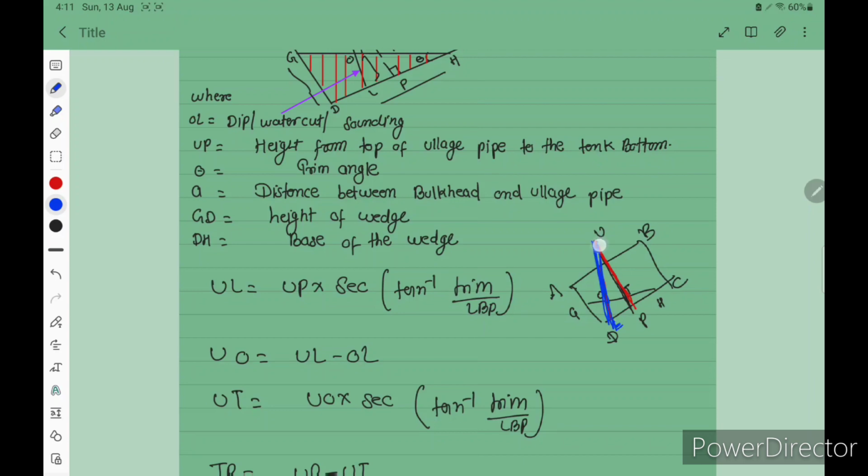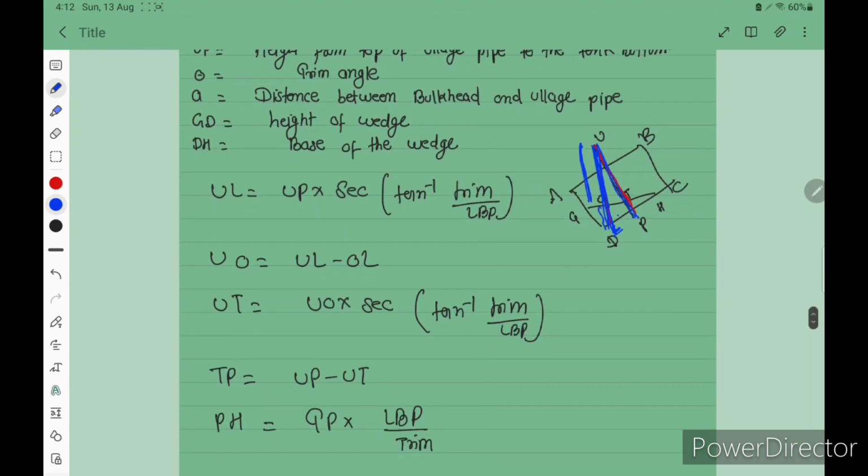So UL is equal to UP, it is parallel to this, no? So UL is UP into sec of tan inverse trim by LBP. Okay, once we know UL and we know OL, we get UO by subtracting. Now once we know UO, we can get UT, using the same formula which we used for UL: UO into sec of tan inverse trim by LBP. Once we know UT and we know UP, we get TP, correct, by subtracting.